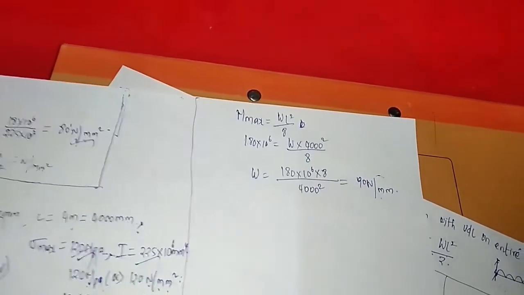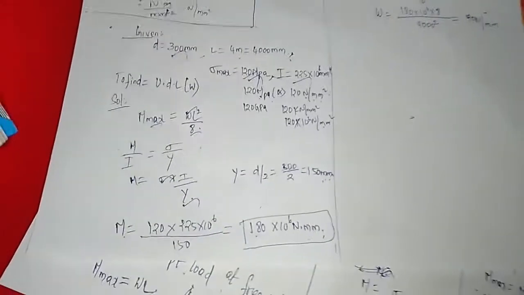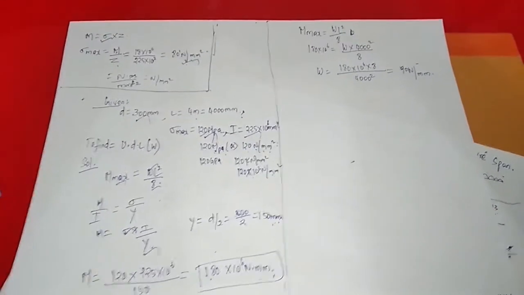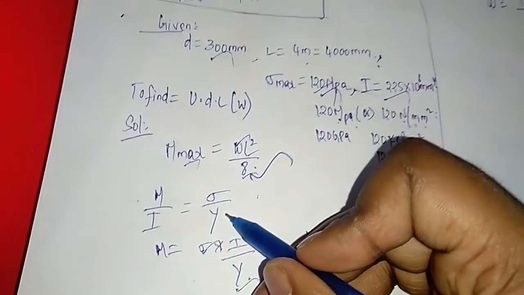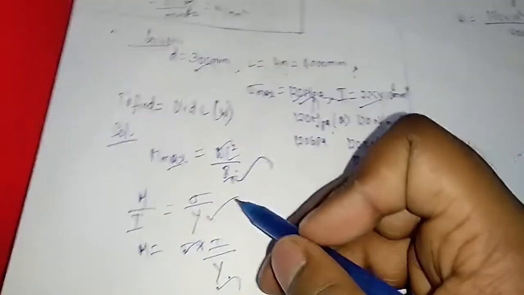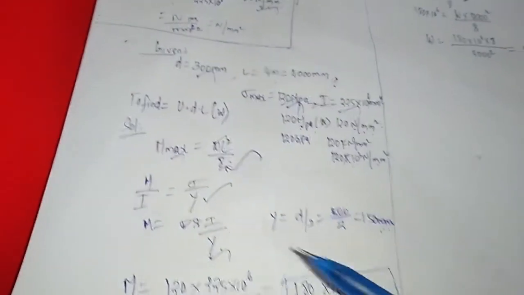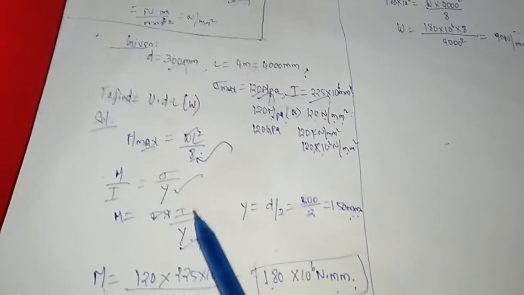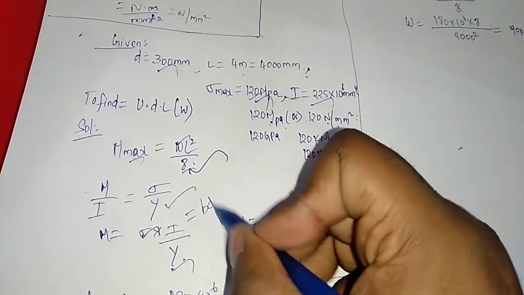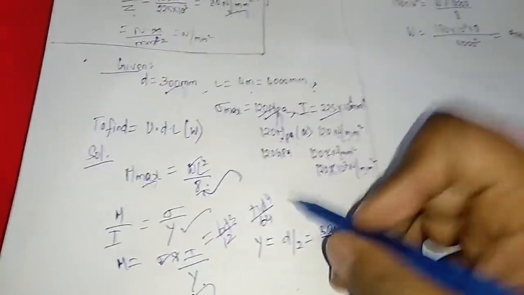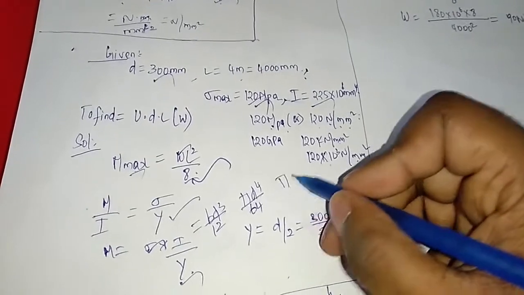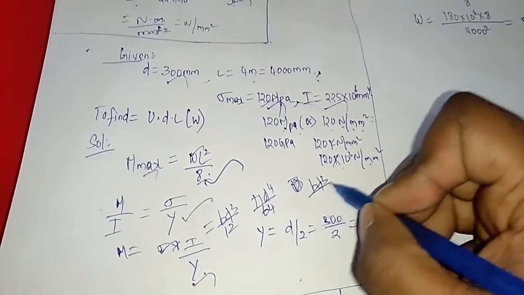Okay, you understand? So very simple, right? Once you go through this once again, it will be easy. The only major things are this maximum bending moment formula and this M by I is equal to sigma by Y. If you have these two formulas thoroughly, it is very easy. And the I formula for rectangle is BD cube by 12. For circular it is pi d power 4 by 64. And for triangle it is BD cube by 36.